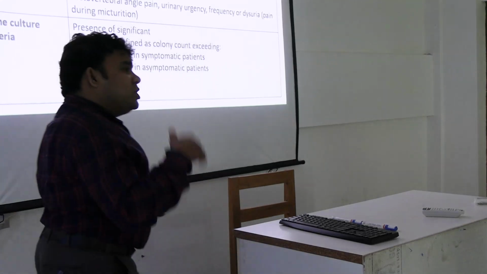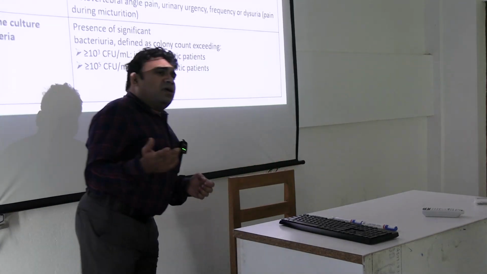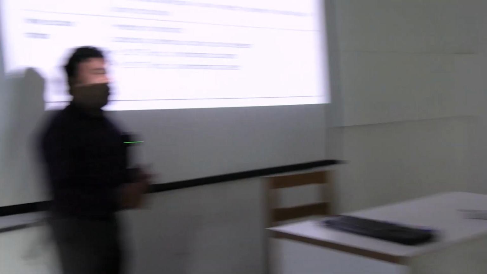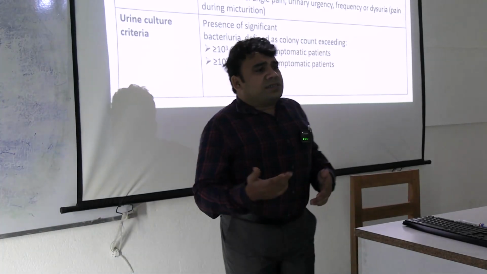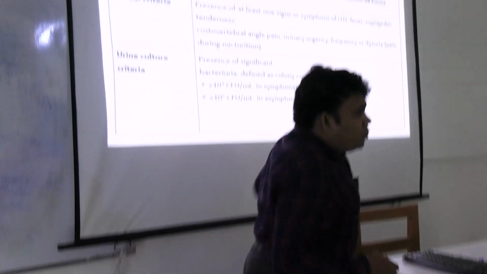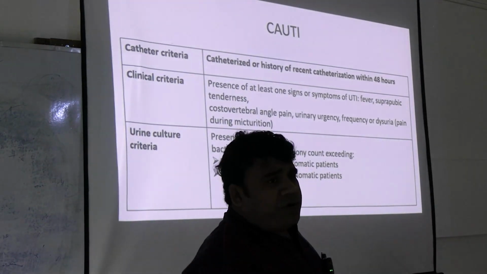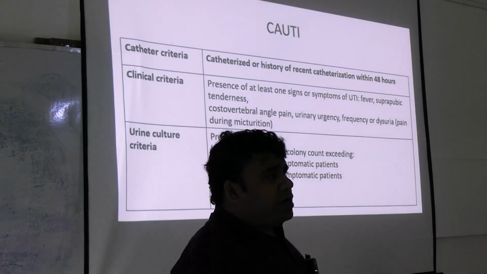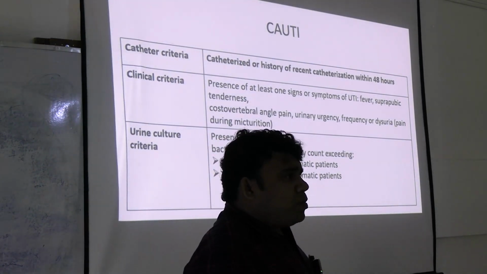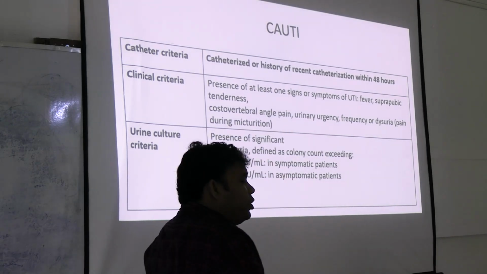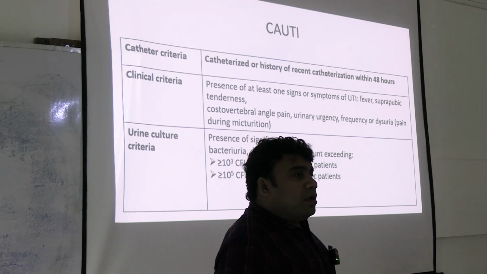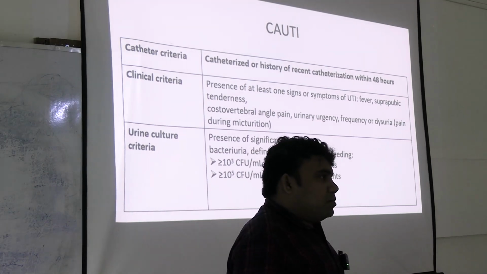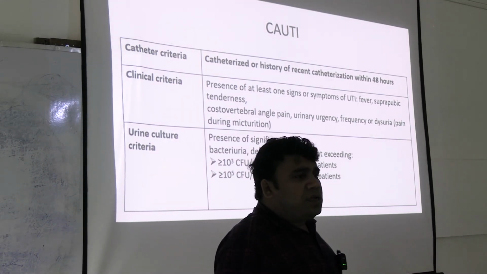If the patient is already catheterized, obviously he or she will not complain of dysuria or urgency. The complaint would be fever, suprapubic pain, sometimes referred pain in the costovertebral angle. Coming to the laboratory criteria, we have 2 important criteria. If the patient is asymptomatic, then a colony count of more than 10 to the power 5 is significant. But if the patient is symptomatic, any count more than 10 to the power 3 is significant.